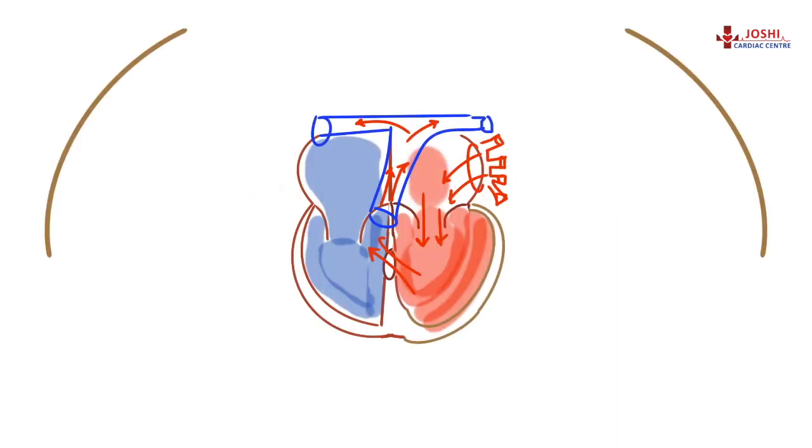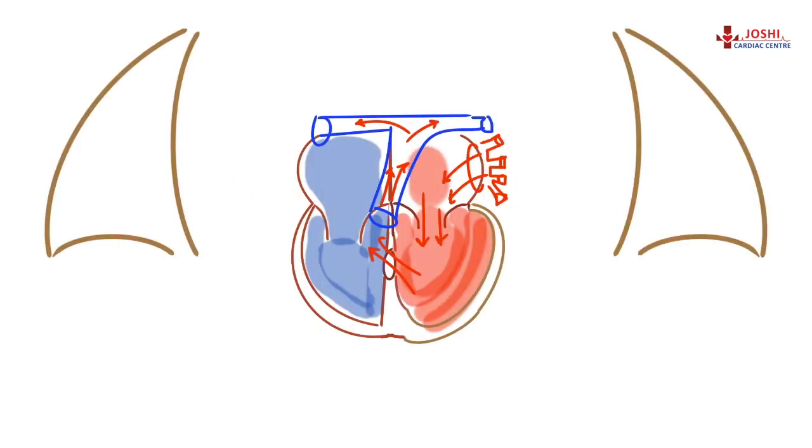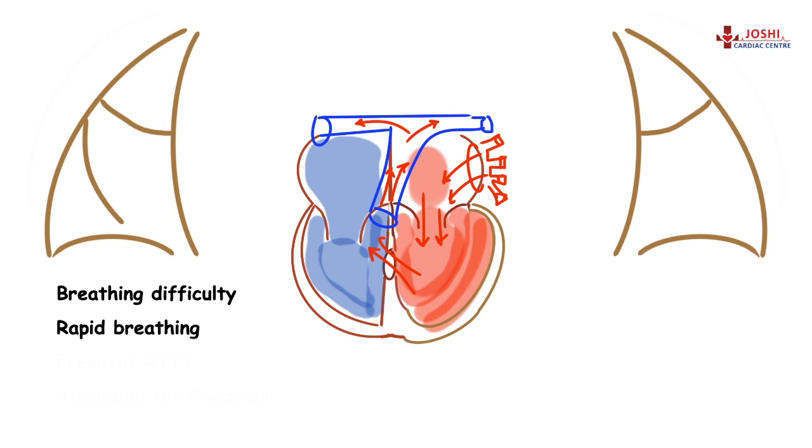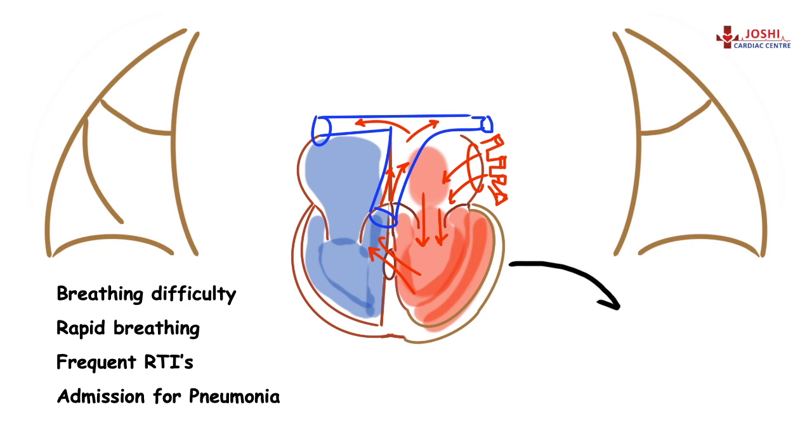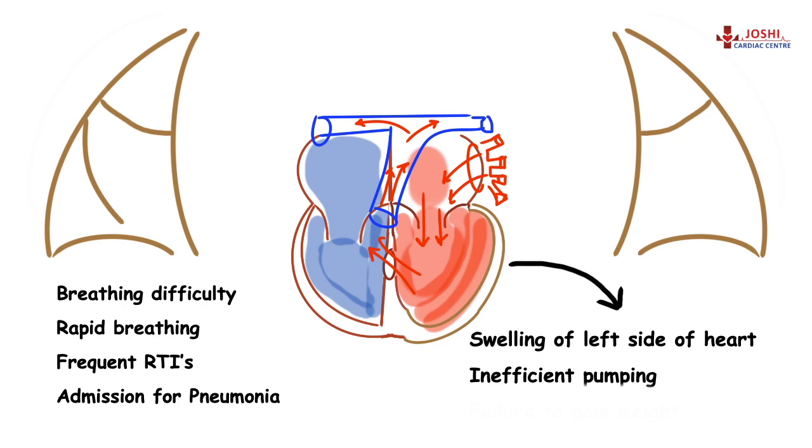Now let us see what are the effects of VSD on the body. Effects of VSD can be divided into those which affect the lungs and the ones which affect the heart. Effects on the lungs are breathing difficulty, rapid breathing, frequent respiratory tract infection, and there can be an admission for pneumonia. Extra blood reaching the left side of the heart leads to swelling of the heart, which leads to inefficient pumping and it causes failure to gain weight.